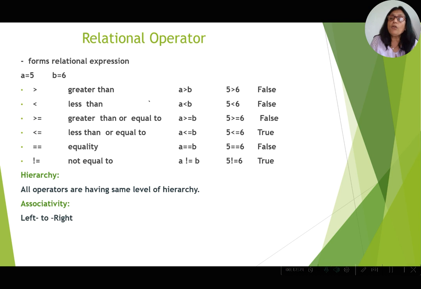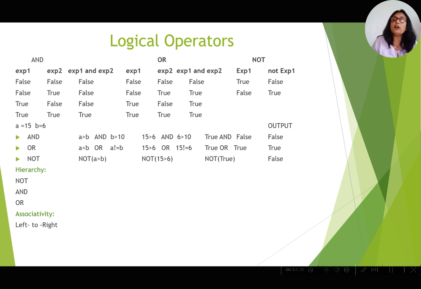Now hierarchy: all the operators have the same level. Even here, the associativity is left to right. Okay, next one is your logical operators. Logical operators are what? They are the combination of relational expressions. They combine two relational expressions. There are three types: and, or, not.